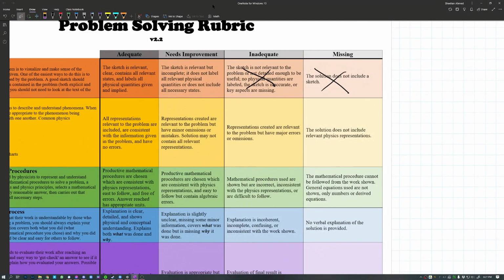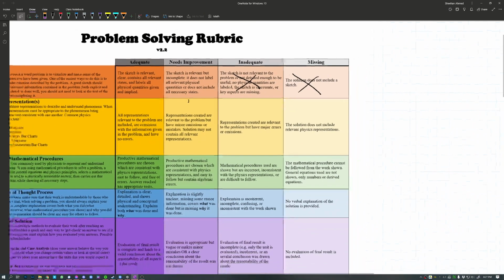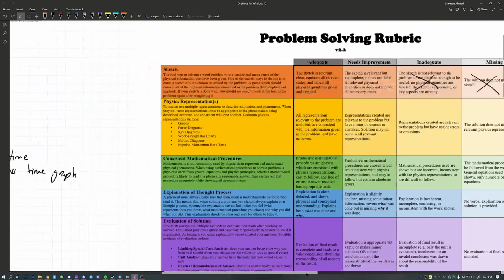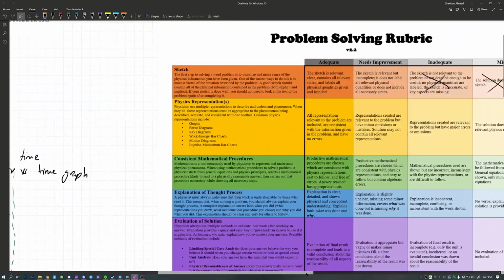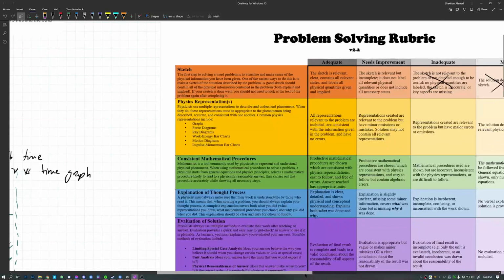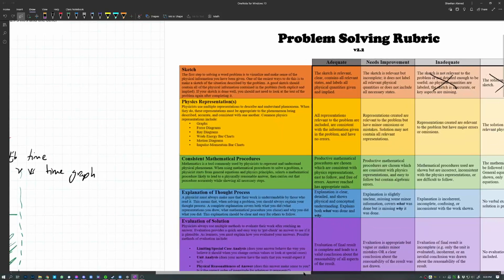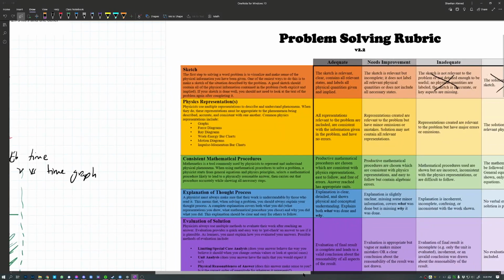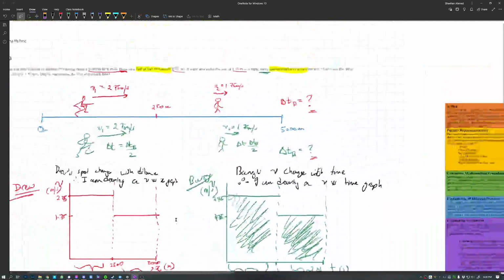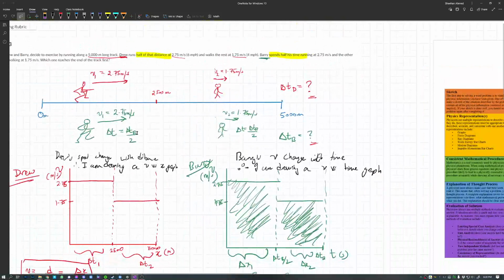The sketch is relevant but incomplete. It does not label all relevant physical quantities, nor does it include all the necessary states. Well, there aren't multiple states. When we do other chapters, there might be a beginning and an end to a momentum problem. So you might have to do an initial state and a final state. So you have to have 2 sketches. Anything we missed over here? We marked delta t.